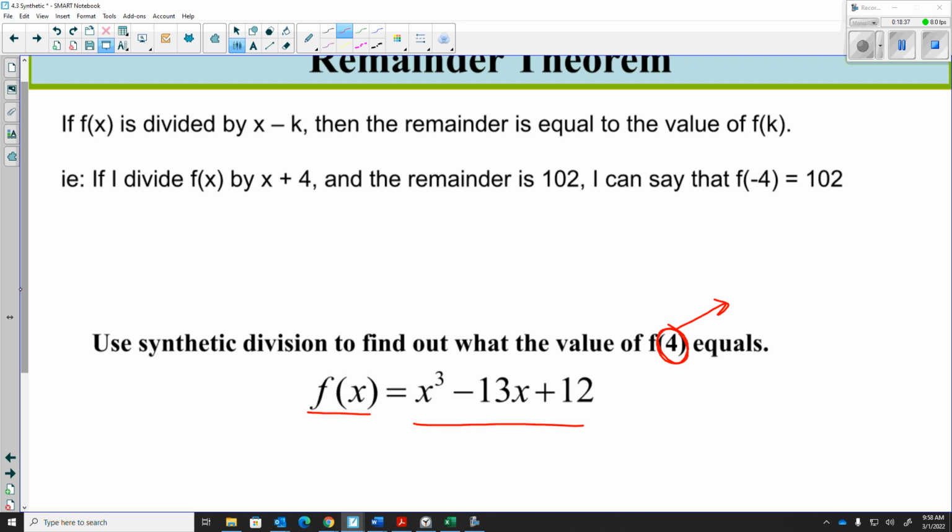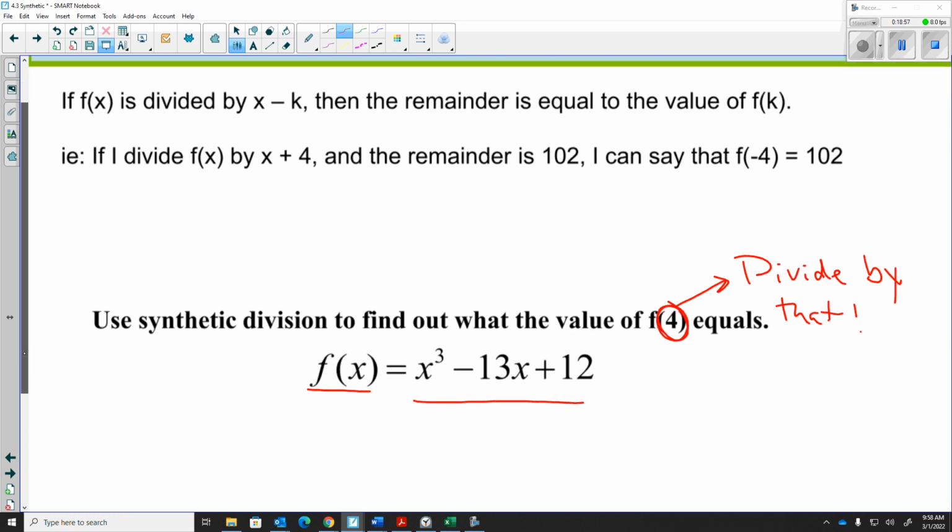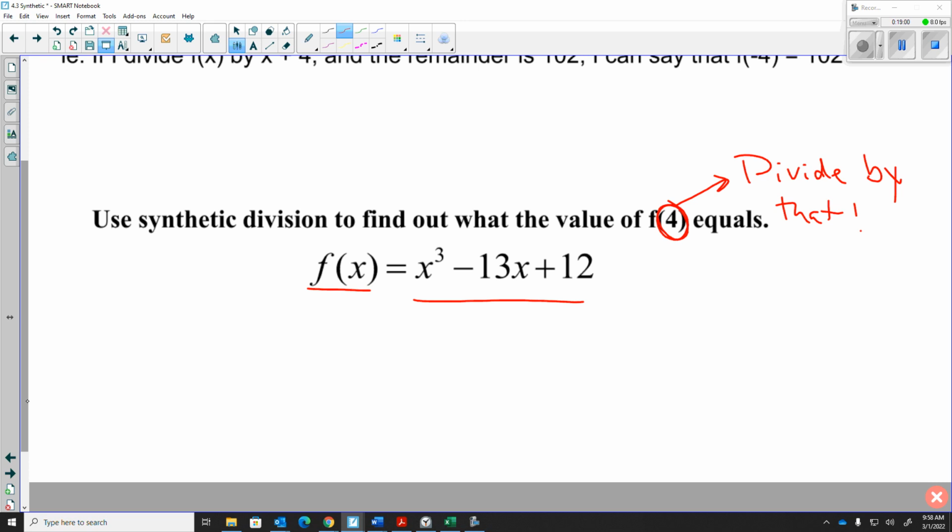So just divide by that number. Divide it all by that number. You don't need to flip it. It gave you the number already. It flipped it for you. So just divide by that number. And whatever the remainder is, that's what f of 4 is. So let's do this real quick. I'm going to divide it by 4.